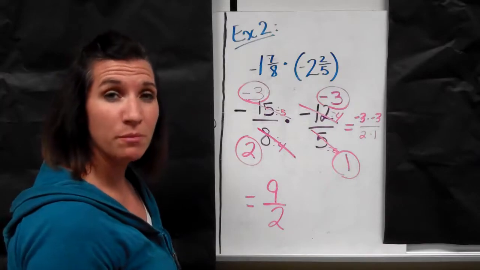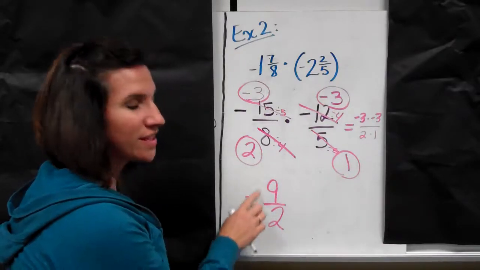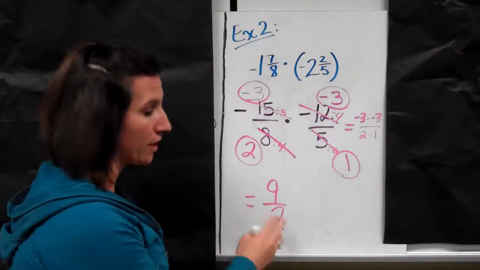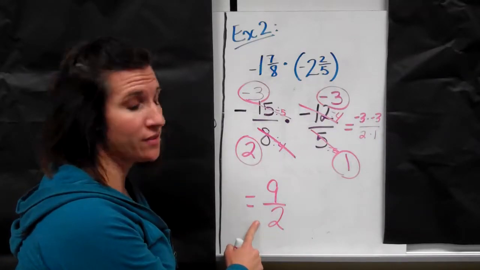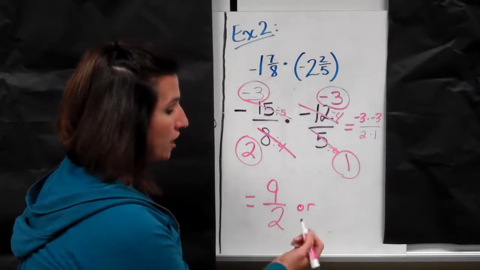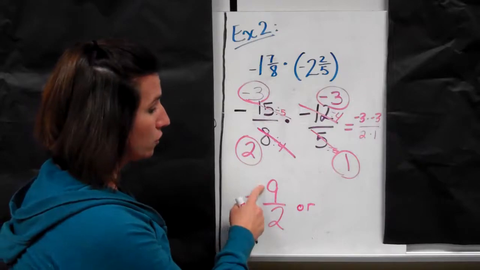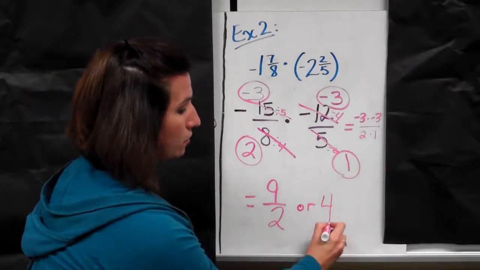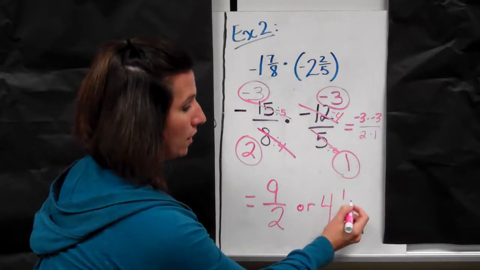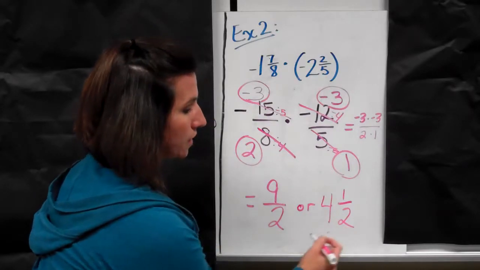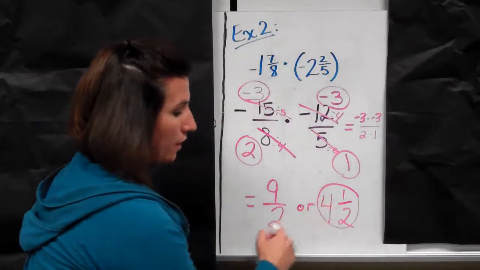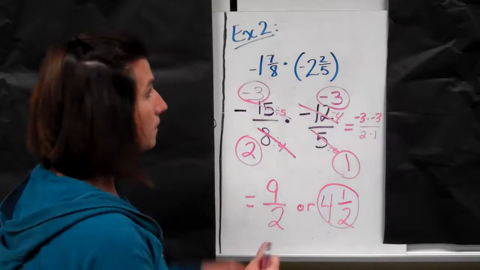And now you can simplify this, or because I know that this is in smallest terms as an improper fraction, you can keep it at 9/2, or you can change it to a mixed number. 2 goes into 9 4 times, which gives me 8. There's going to be 1 left over, and your 2 stays your denominator. Either answer would be fine.